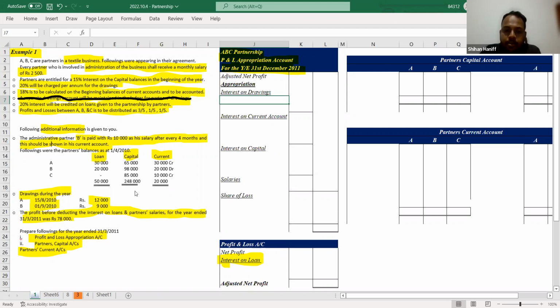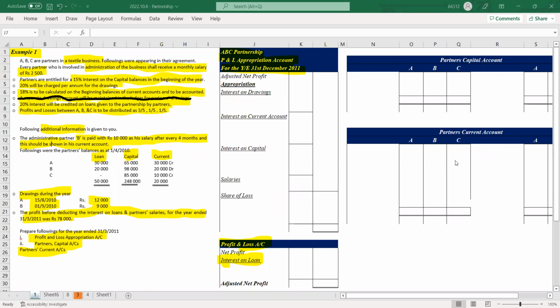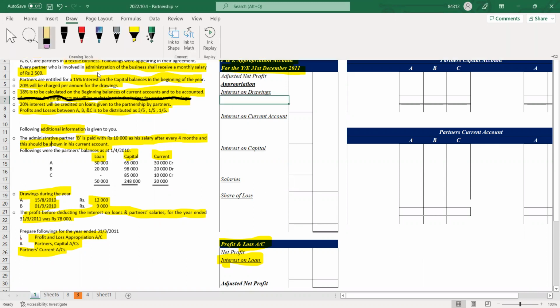That is why we have a profit and loss account. Okay. Then let's record the information.